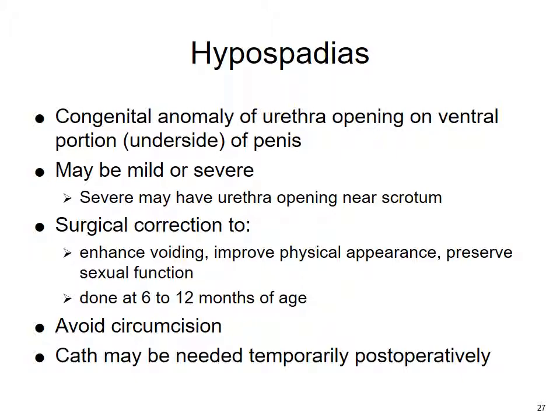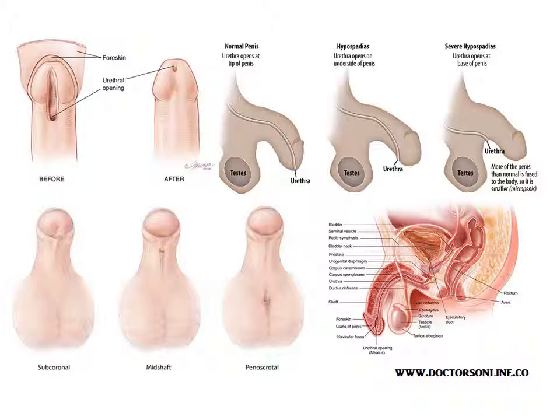Hypospadias is a congenital anomaly of the urethra opening on the underside of the penis. It can be anywhere from mild to severe. The more severe would be a urethral opening near the scrotum. Surgical correction is needed to enhance voiding, to improve physical appearance, and preserve sexual function, and this is typically done between 6 and 12 months old. On these infants, we would avoid circumcision, and a cath may be needed temporarily postoperatively. There's an illustration for you for the different types of hypospadias that may be seen.